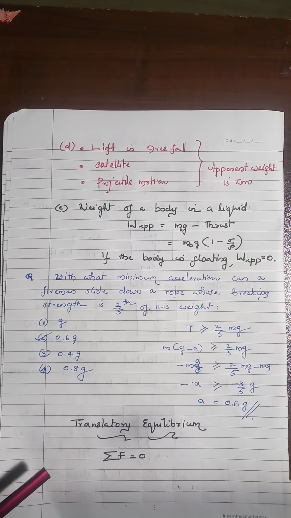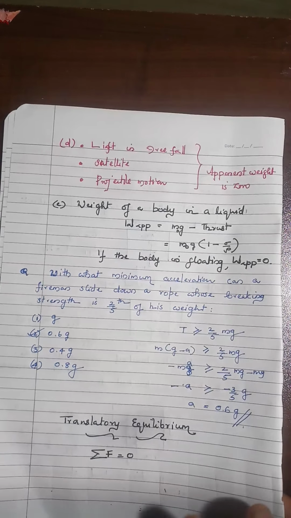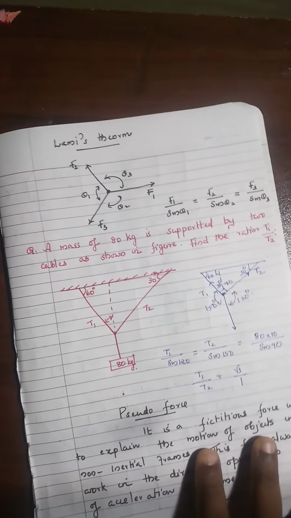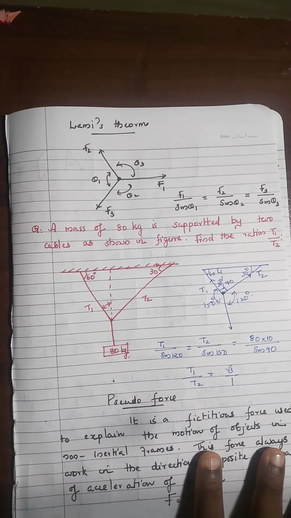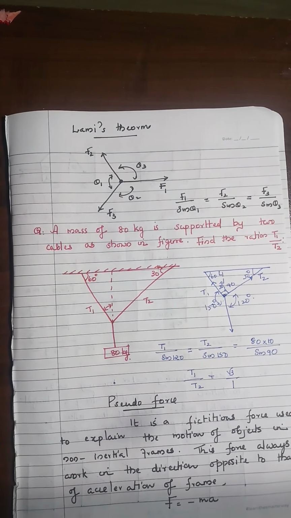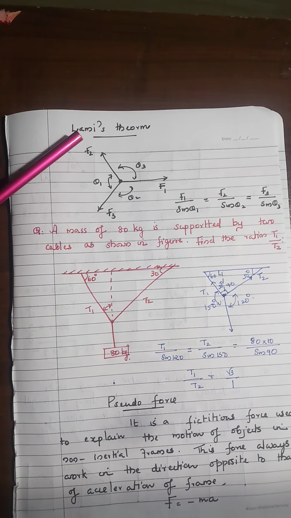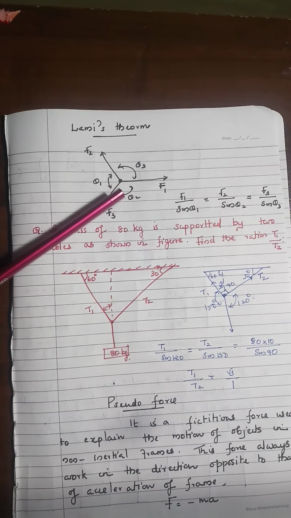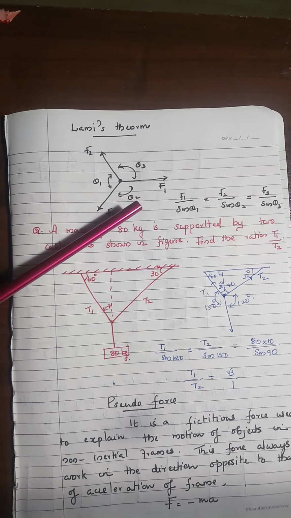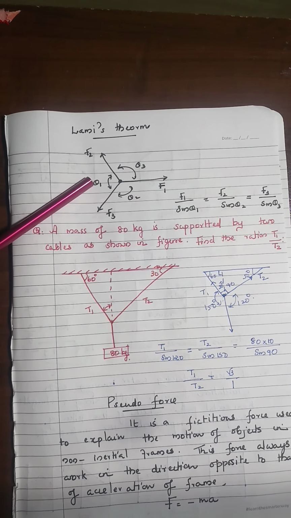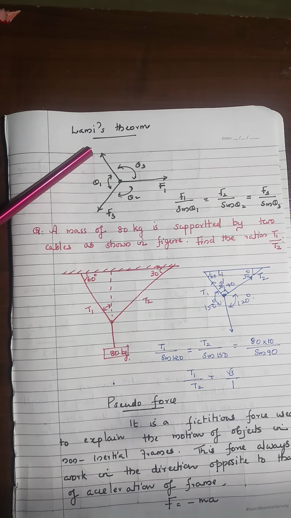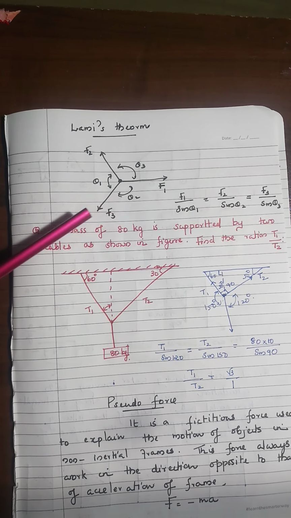The translational equilibrium means that the net linear force acting on the body becomes zero. You just think about Lami's theorem, a very good application. If there are three concurrent forces acting on a particular body and the resultant becomes zero, then Lami's theorem says each force divided by the sine of its opposite angle is equal. So F1 by sine theta 1 equals F2 by sine theta 2 equals F3 by sine of the opposite angle theta 3.